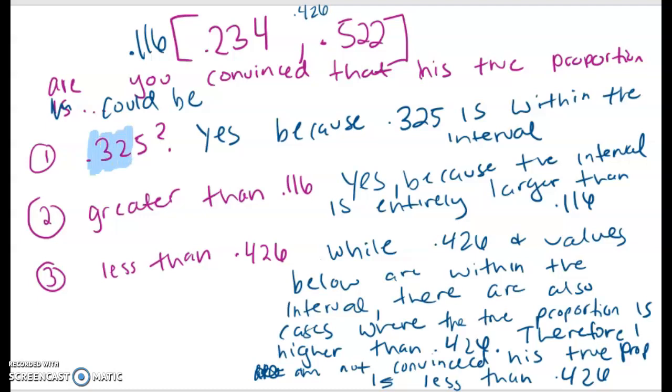So like in the first one, we could say that its true proportion is 0.325 because it's inside the interval. And we could say that it's greater than 0.116 because the entire interval is greater than 0.116. Now, when it says if it's less than 0.426, you look for where 0.426 is. It's inside the interval, and while there are cases that are lower than 0.426, there are also cases that are higher than 0.426. So we have an interval of values that could be the answer, but we don't necessarily know what the true proportion is.